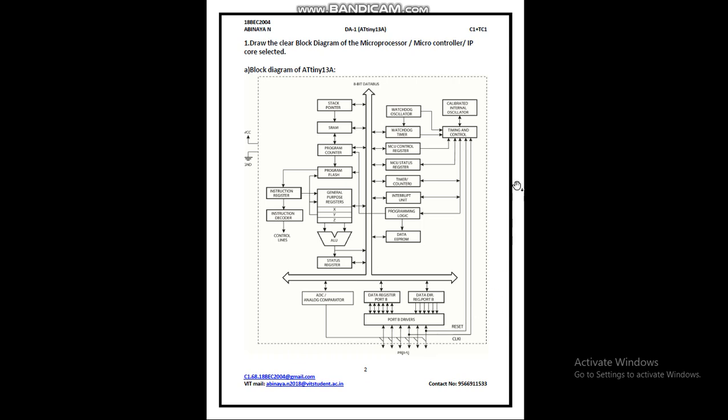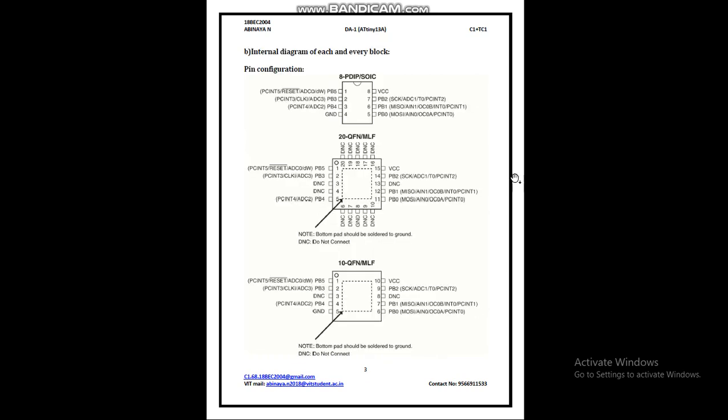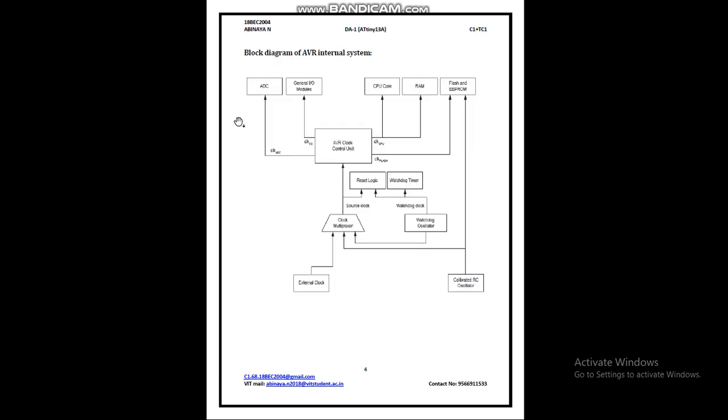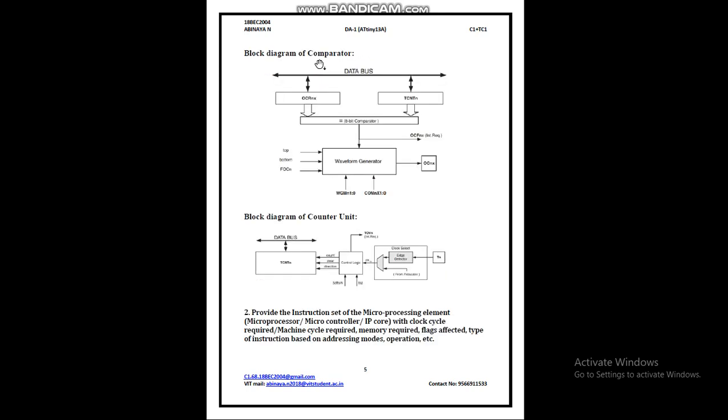So this is the first block diagram, and you can see the pin configuration, which is a part of the internal diagram of each and every block. This is the pin configuration, and this is the block diagram of the internal system, which has the control unit, and it also has the clock multiplexer and the watchdog oscillator. You can see this as an internal system. And this is the block diagram of the comparator, and this is the block diagram of the counter unit.